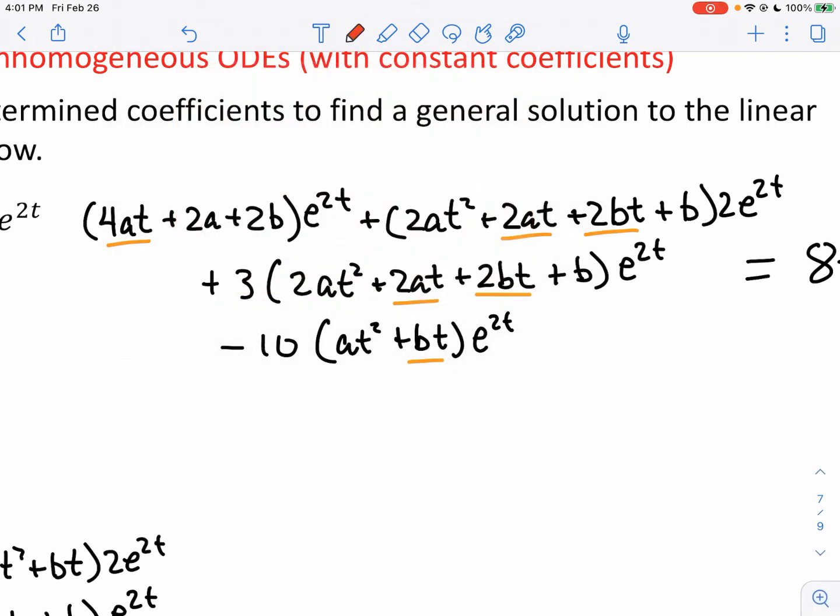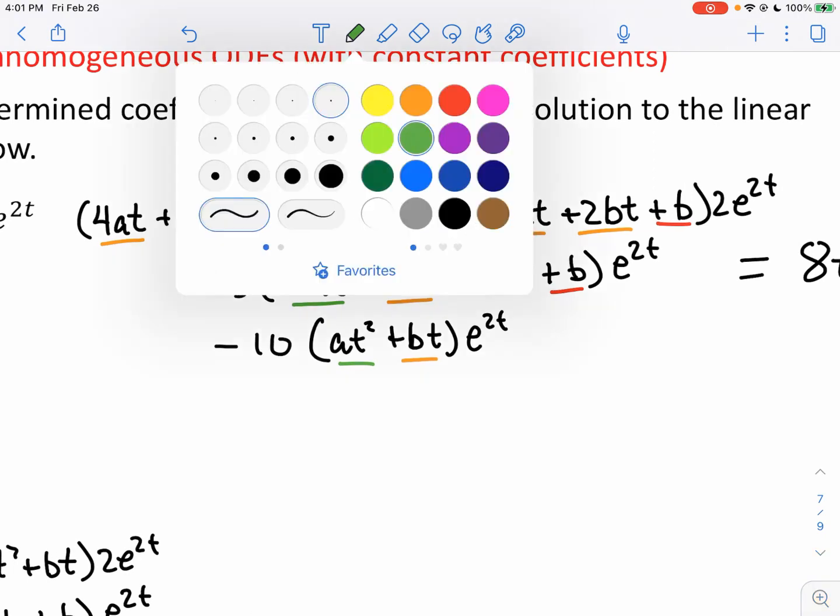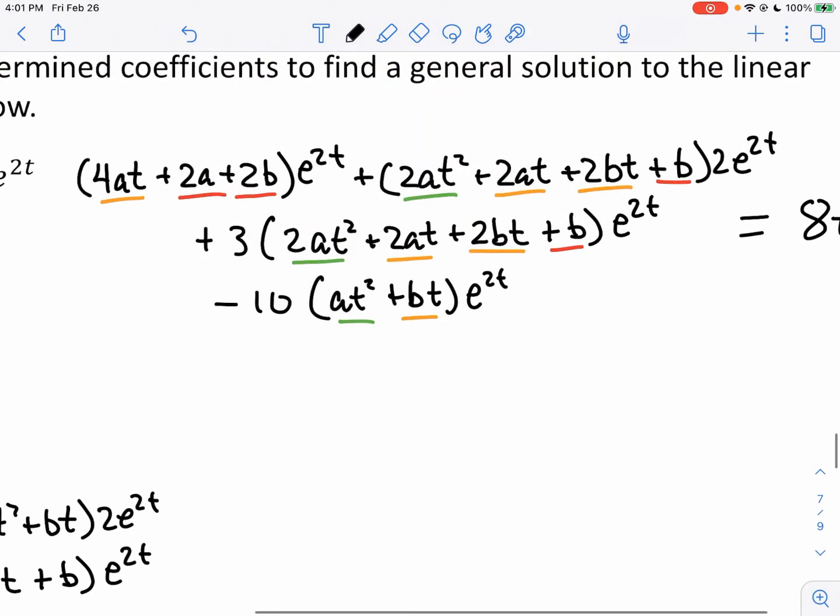In orange, all my constant terms in red. That's that. And then in green, all of the t squared terms. I think everything is accounted for. Okay, now by color coding, let's do the greens first. All the t squares. So we have 2at squared plus 2at squared plus... Oh, don't forget to distribute these 3's and negative 10's as well.